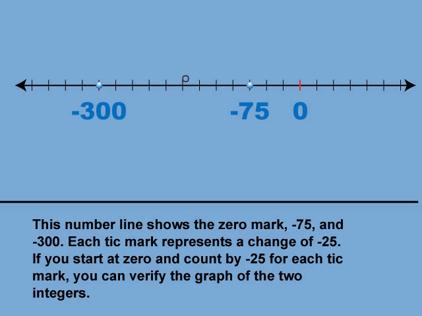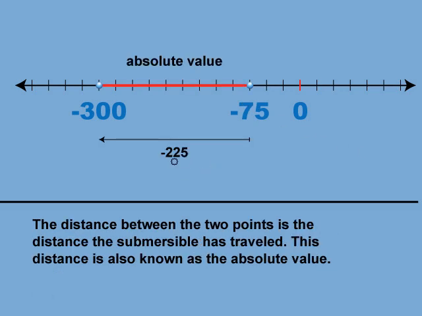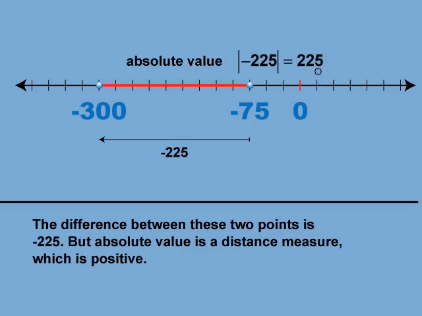If we count the number of tick marks and count down by -25, we get -25, -50, -75, -100, -125, -150, -175, -200, and -225. The difference between these 2 points is -225. But absolute value is a distance measure, which is positive. So we enclose the number within the absolute value brackets to find the distance, which is +225.